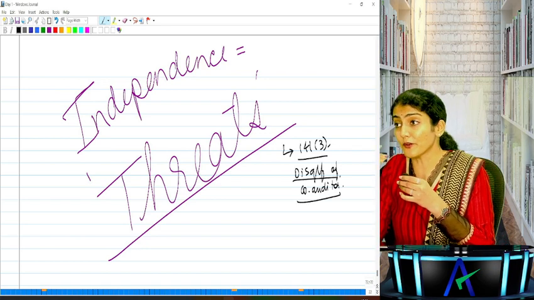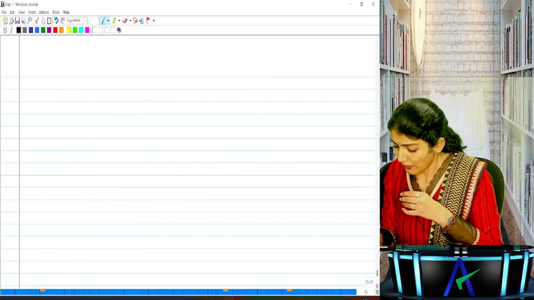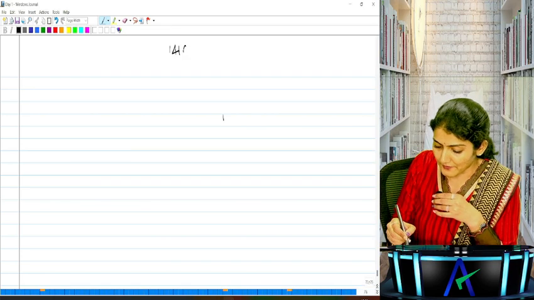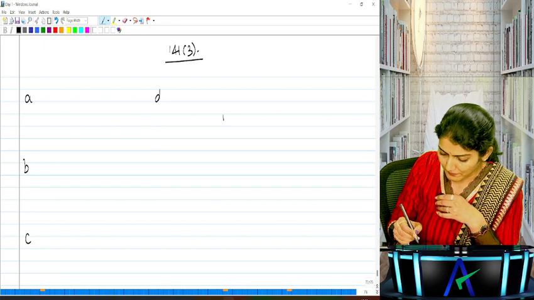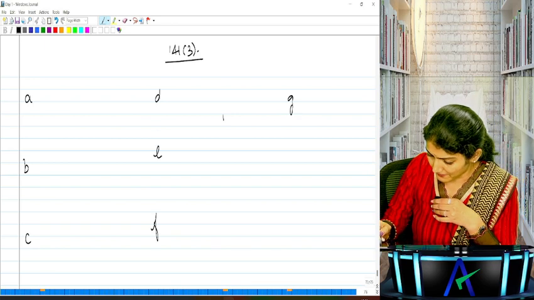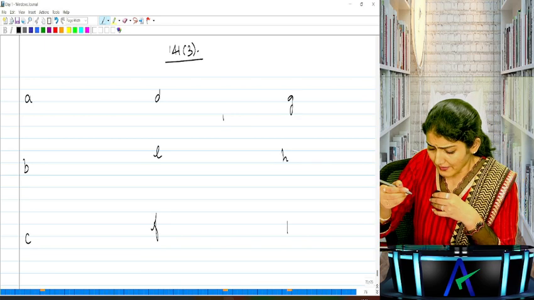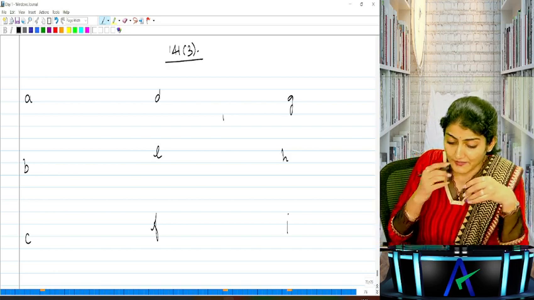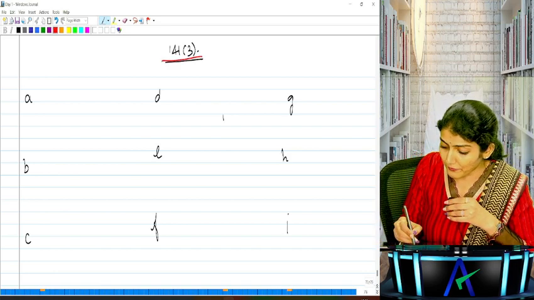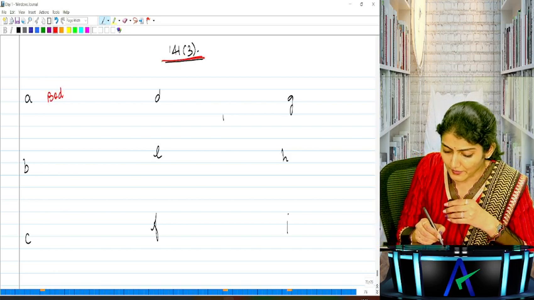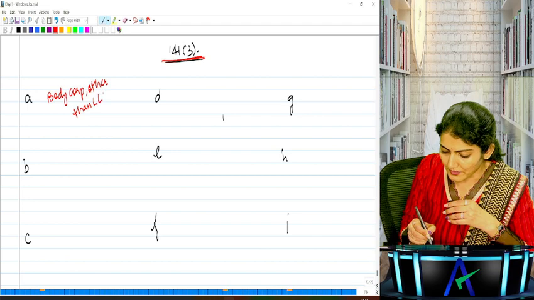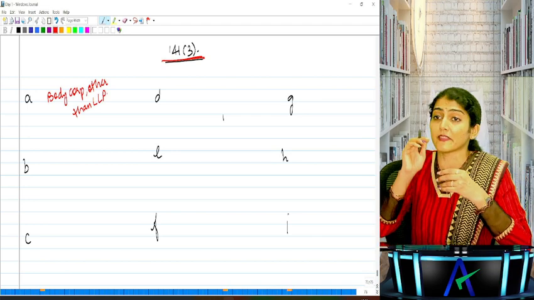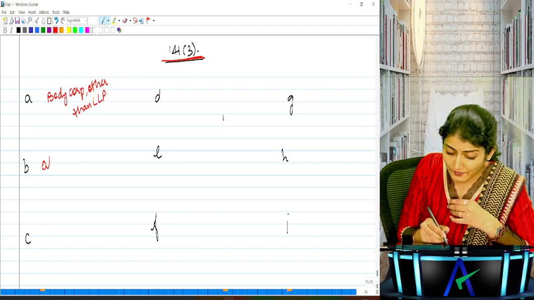Because what does 141 subsection 3 say? How many disqualifications of company auditor? 9 disqualifications. A, B, C, D, E, F, G, H, I. What is A? Body corporate, 141(3)(a). What is that? Body corporate other than LLP. A person shall not be eligible for appointment as an auditor if it is a body corporate other than LLP. What is 141(3)(b)?